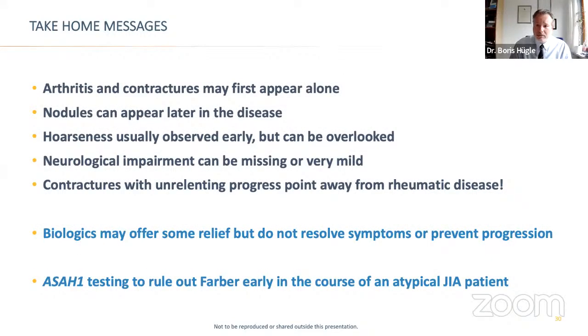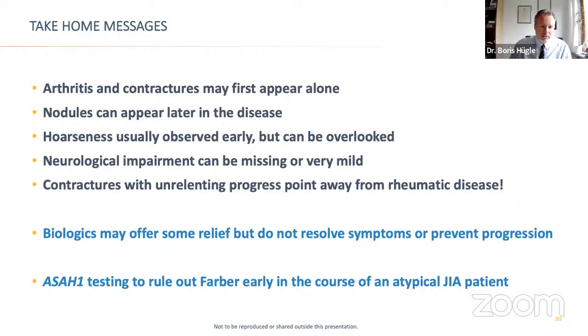Take-home messages. It bears repetition that arthritis and contractures can appear alone. The nodules can appear later in the disease and can lead you astray. The hoarseness is very early, usually. It's a very good marker, but of course it can be overlooked, especially if the kids don't talk to you.